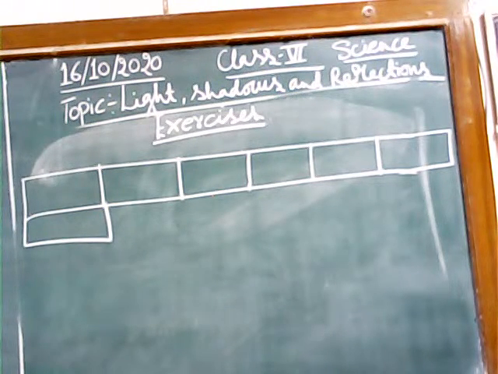What is this? Opaque objects make shadows. Opaque objects make shadows. That's like you have to write. So opaque objects. Here we write here.